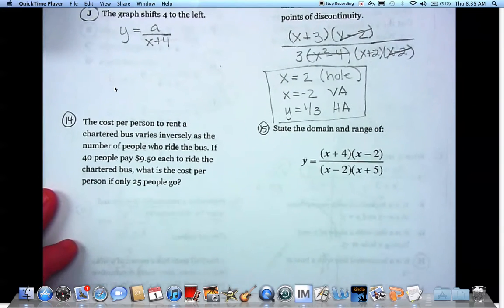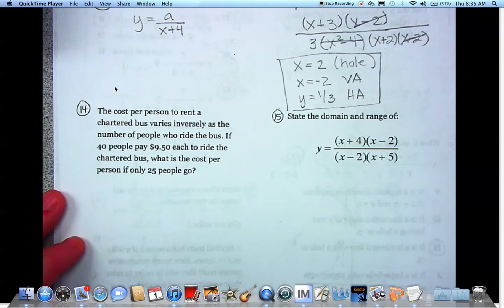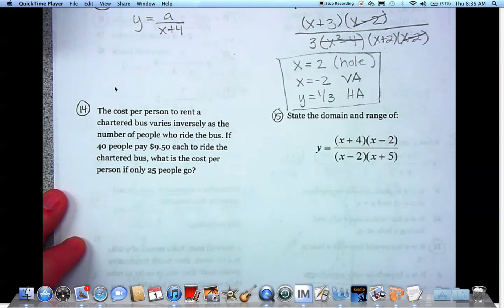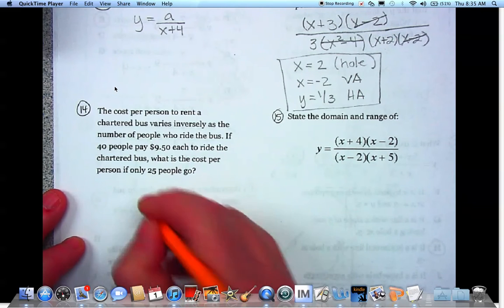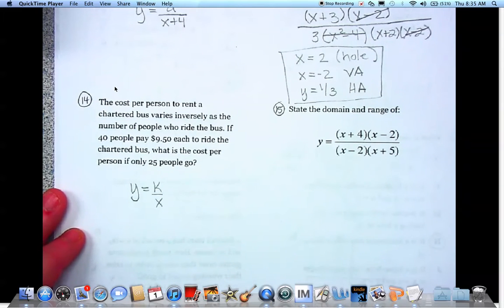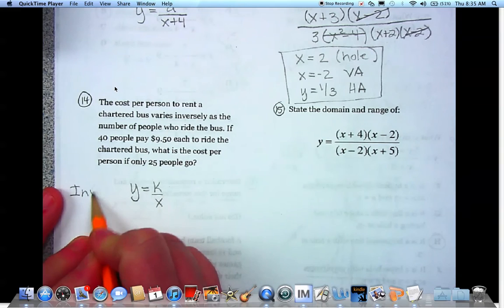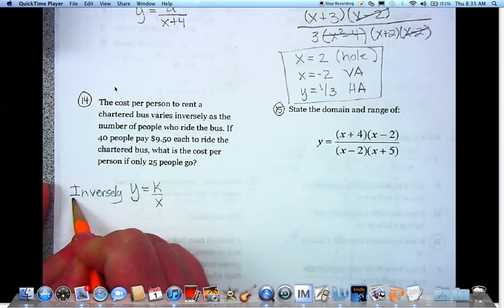It's a broken graph. Okay, the cost per person to rent a chartered bus varies inversely as the number of people who ride the bus. So y = k/x. Do you need to memorize these equations? Yes. What's the other one? y = kx. It's either y = kx or y = k/x. kx is direct variation. k over x is inverse variation. This is inversely. The other one we did was directly.